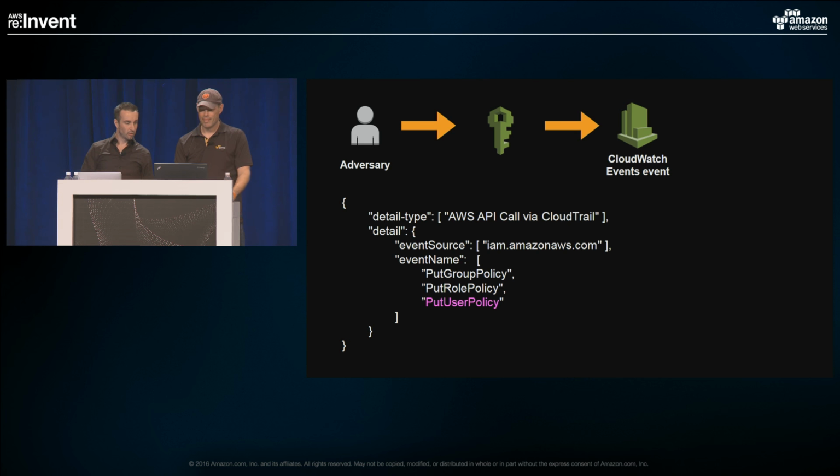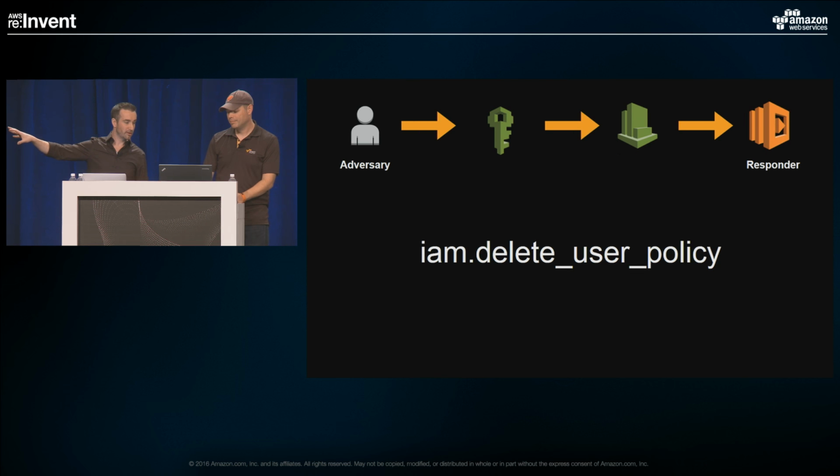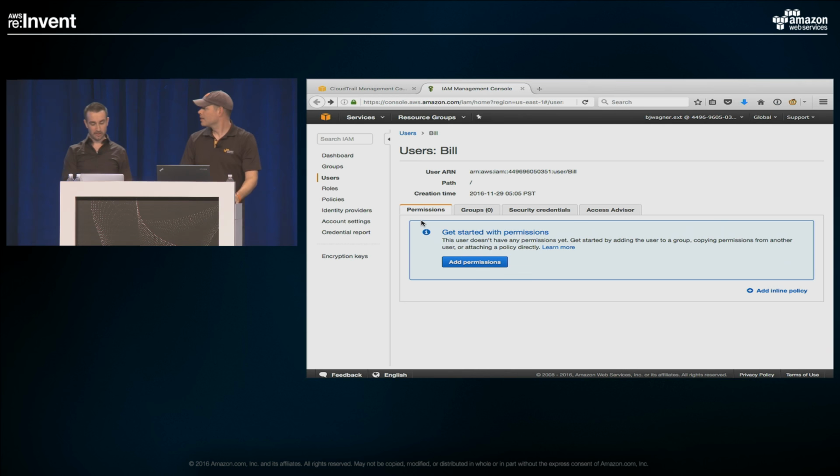So what do we do with it? Well, first we need to listen for it. We need to find that rule. So again, we're seeing a pattern here. I'm not going to go through it all. We're looking for put user policy in this case. And what do we do with it? We delete the user policy. Very, very simple. Back to Bill.